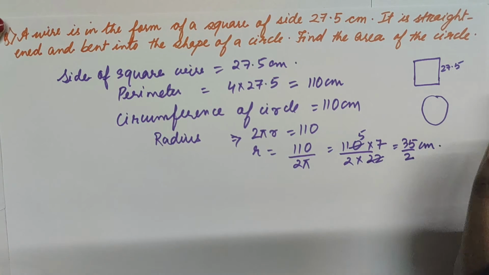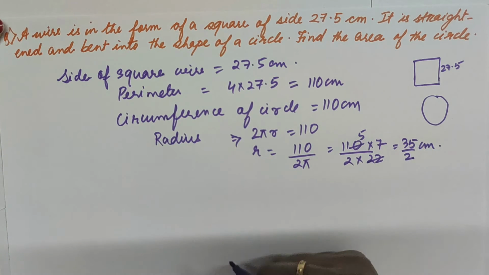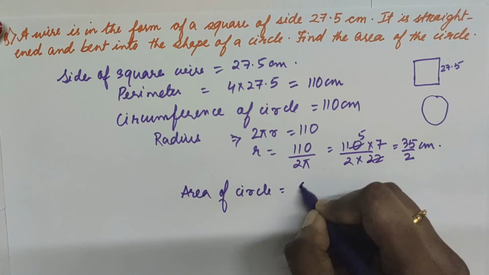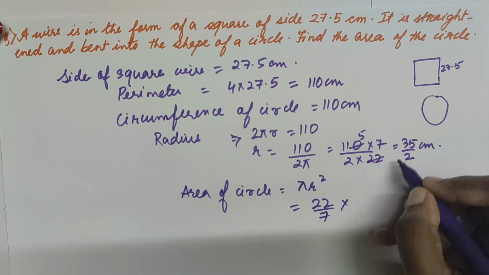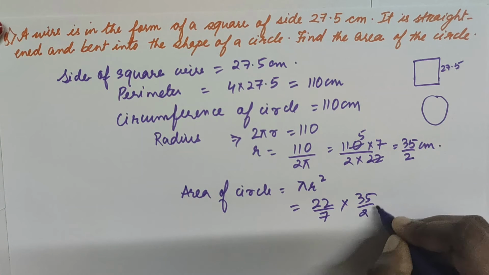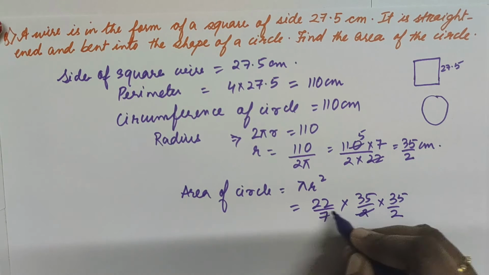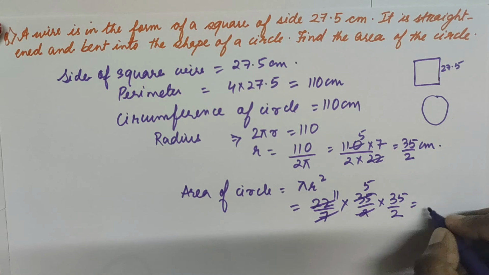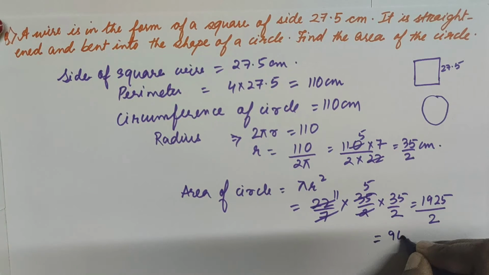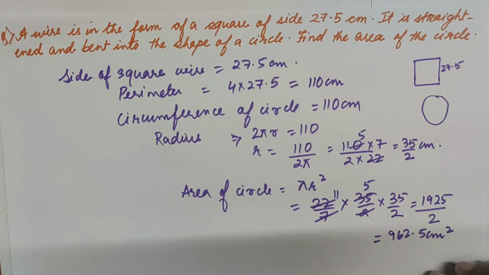At the moment I'm just keeping it like this because we don't have to calculate the radius. We have to find the area. So area of the circle is pi r square, as the formula I have told you, and 22 by 7 into r is 35 by 2 into 35 by 2 again. So if I keep it like this, it becomes just a little easy for me to calculate. 55 into 35. So cut short and you will get around 962.5 centimeter square. That becomes the area of the shape.